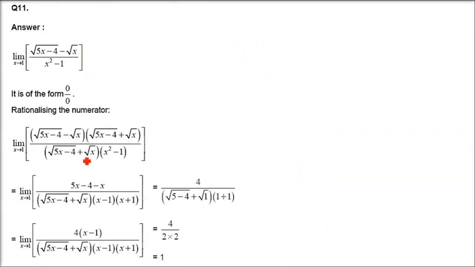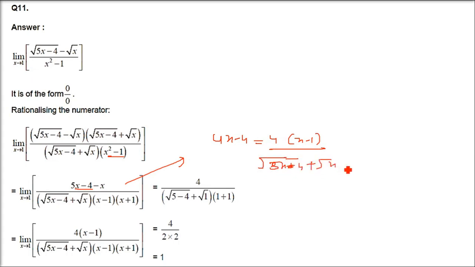So 4x minus 4, now you can take 4 common from here. And in the denominator, you have x square minus 1. So x square minus 1, you can write it as x minus 1, x plus 1. Please remember, numerator is 4x minus 4, so I'm taking 4 common, x minus 1. And you already have under root 5x minus 4 plus under root x. Just cancel x minus 1, x minus 1. Now you have 4 by under root 5x minus 4 plus under root x, and x plus 1 in the denominator.